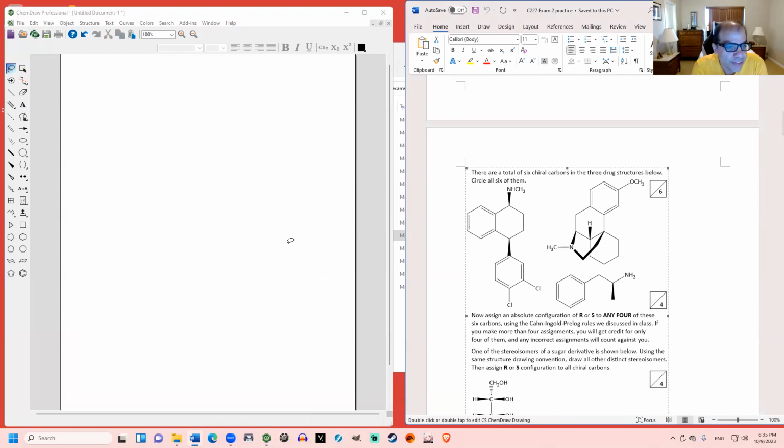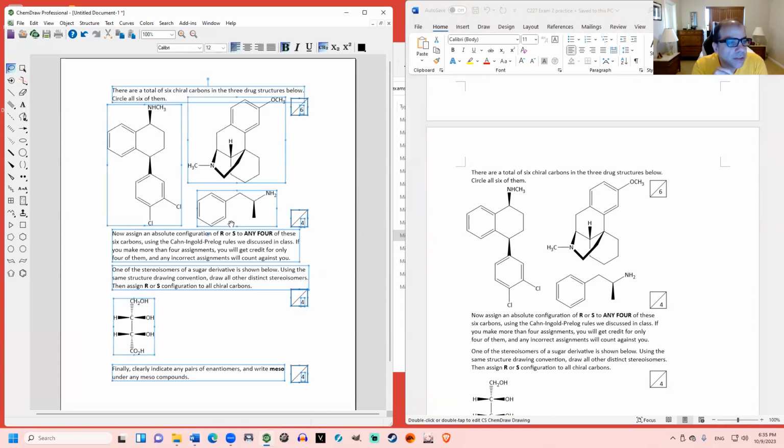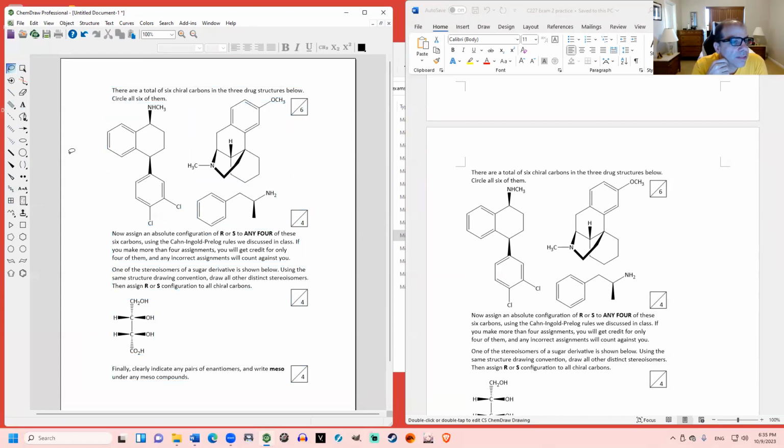Now for the R and S. So first it says to circle all 6 chiral carbons. Well, here's one. That carbon is 4 different groups. This carbon also has 4 different groups. Of course, the carbon on the benzene ring is not chiral. It's sp2 hybridized. And then there's one over here that is 4 different groups. That one is 4 different groups. That one is 4 different groups. And finally, that one is 4 different groups. So those are the 6 chiral carbons.